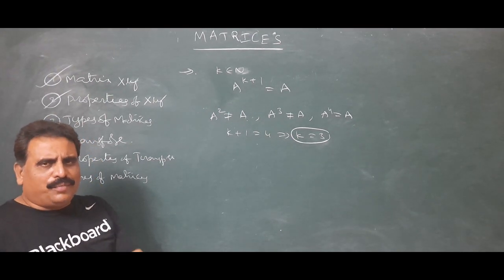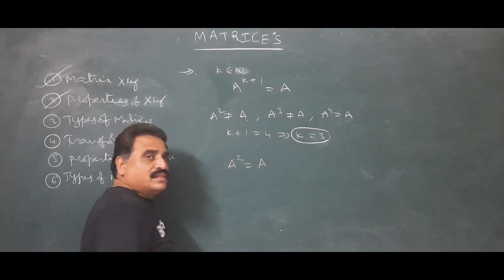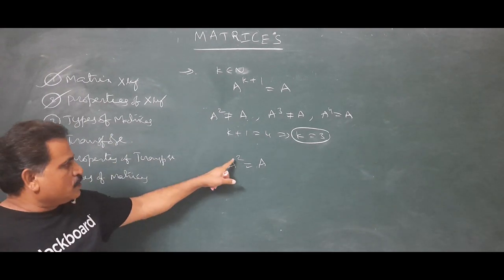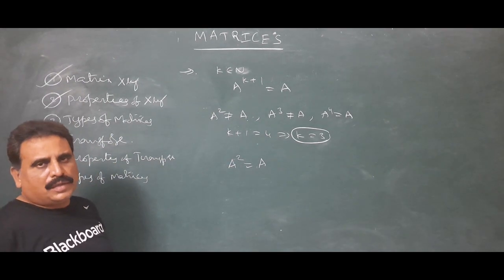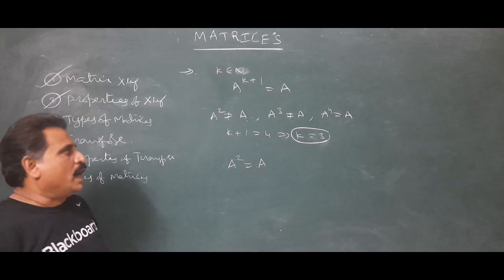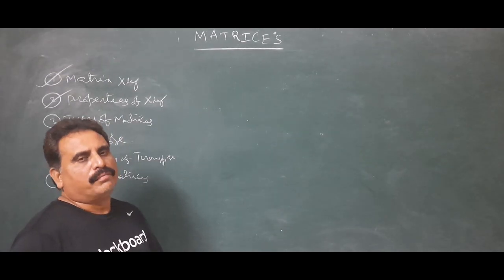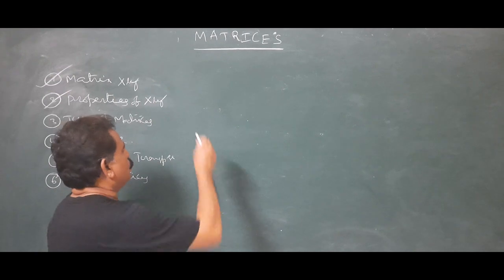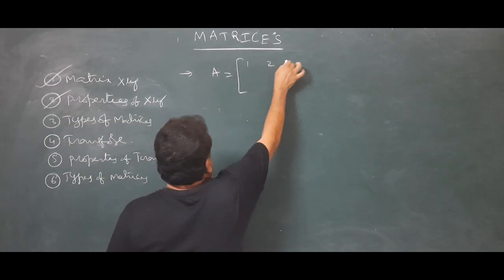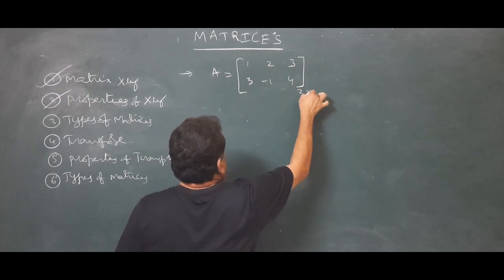For example, idempotent matrix: A square equals A. So if A is an idempotent matrix, that is also a periodic matrix of period 1, because k plus 1 is 2, k equals 1. Periodic matrix of index 1. The concept of transpose of a matrix. Transpose. A equals [1 2 3; 3 -1 4] is a 2 by 3 matrix.